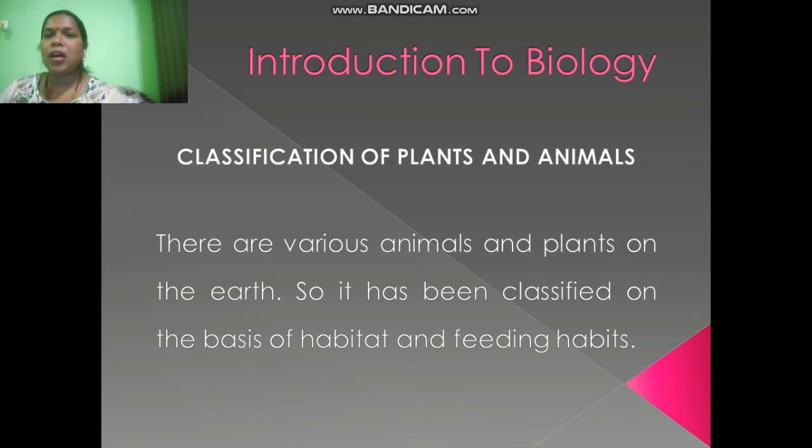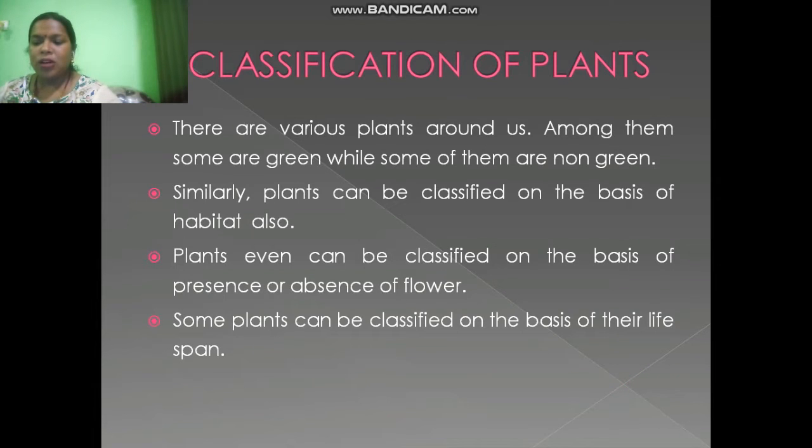There are various animals and plants on the earth. So it has been classified on the basis of habitat, their feeding habits, and their lifespan. Classification of plants. There are various plants around us. Among them, some are green while some of them are non-green.